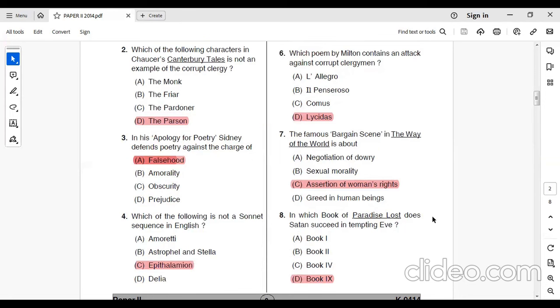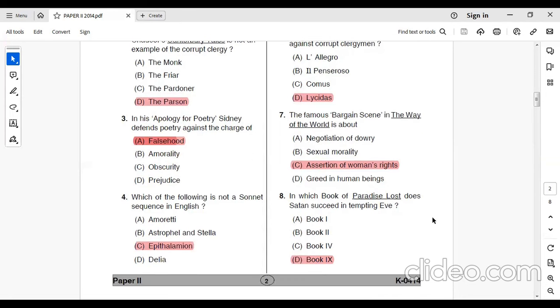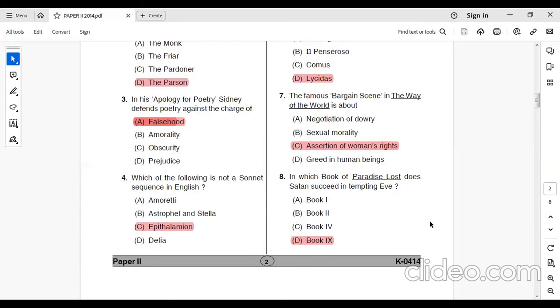in which book of Paradise Lost does Satan succeed in tempting Eve? And the answer is here, book number 9 of Paradise Lost, where Satan succeeds in tempting Eve. So what happens in this book here? Eve is taken in by the words of the serpent, and after some rationalizing she convinces herself that she should eat the fruit, and she does.